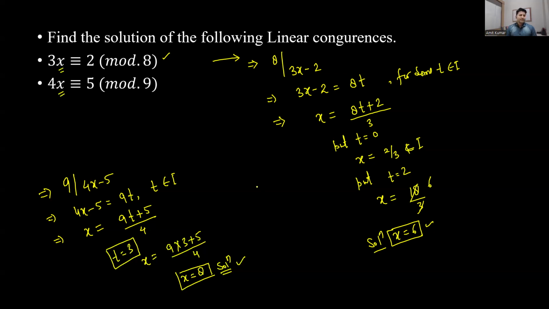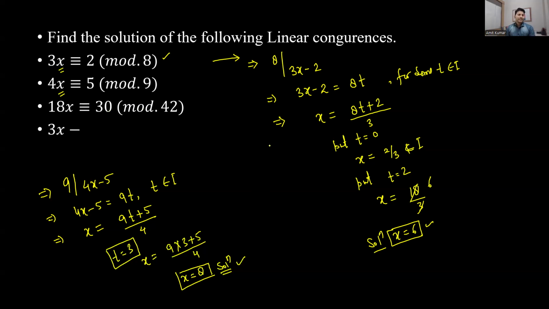They're not asking for t. We introduce t ourselves so that we can get the values of x. Okay, let us take one more example: 18x congruent to 30 mod 42.